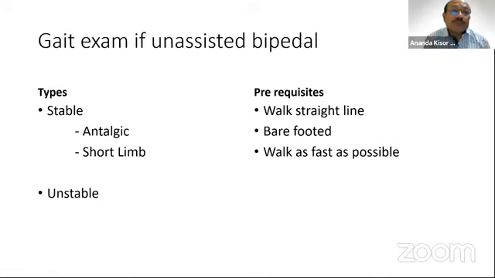But for the lower limb, it is most important that we have to see the gait examination. So how to get it examined? What are the prerequisites? The patient should be walking barefooted. Basically we are doing the non-instrumental observational gait analysis. So we have to instruct the patient to walk barefooted, walk in a straight line, and walk as far as possible, as fast as possible, which is most important. So the first important point is this: it may be a stable gait, it may be an antalgic gait, or a short limb gait, or it may be an unstable gait. And I'm going to show a picture.